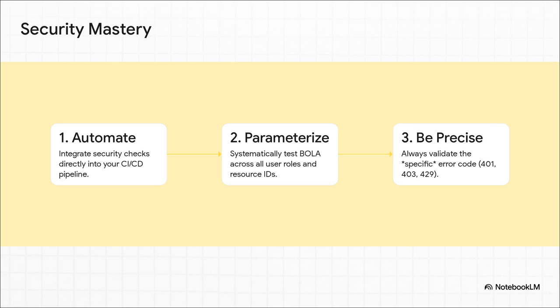Second, parameterize everything. Don't just check one user against one thing. You need to systematically test every user role, admin, user, you name it, against every resource type. And third, as we just covered, assert with precision. Always validate the specific error code to prove the right security defense is working.